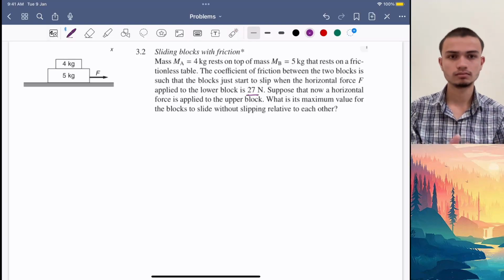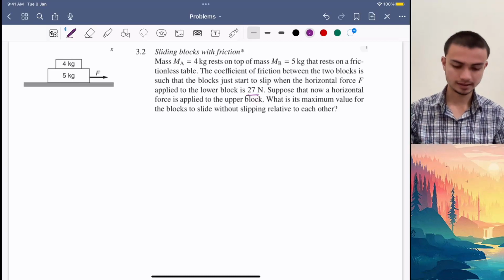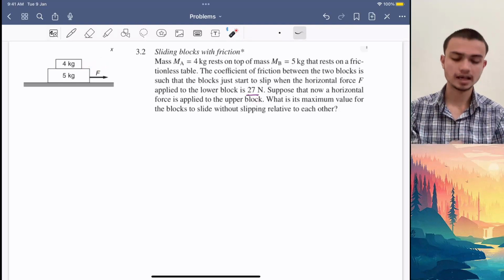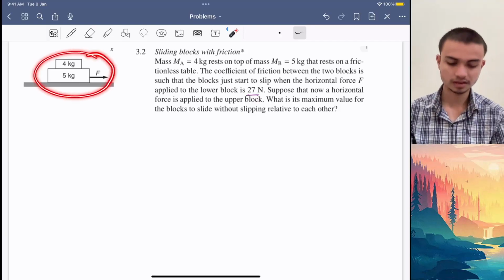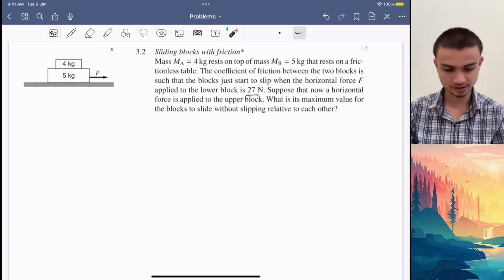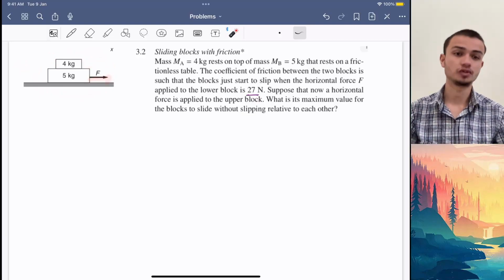So we need to find the coefficient of friction, because in the next part of the problem they say that now I'm applying the force here. So what should be the amount of force such that the whole system moves together? We can also compare whether it is easier to apply force on the upper box or on the lower box.